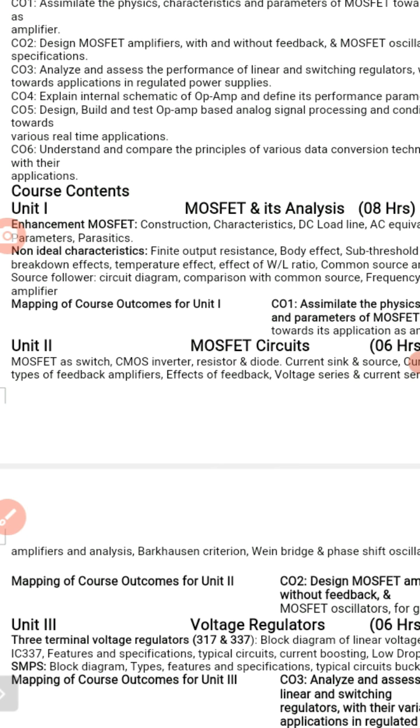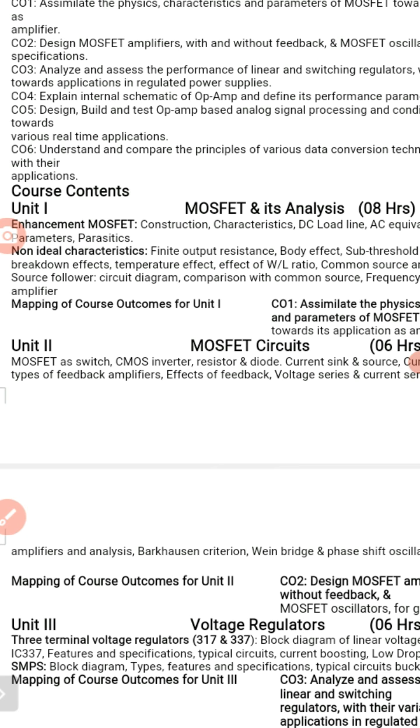And so whatever circuit is available using BJT, all circuits are available using MOSFETs, and hence in MOSFET, the enhancement type of MOSFET is there in the syllabus, and all these characteristics, then construction, characteristics, DC load line, AC equivalent circuit, different parameters such as output impedance, input impedance, temperature effect, all these have equivalence to BJT. So if you are well familiar with BJT based analysis, then it will be easy for you to understand MOSFETs.